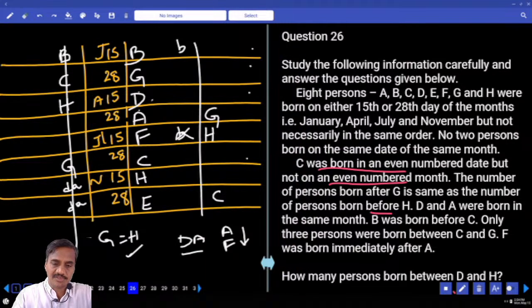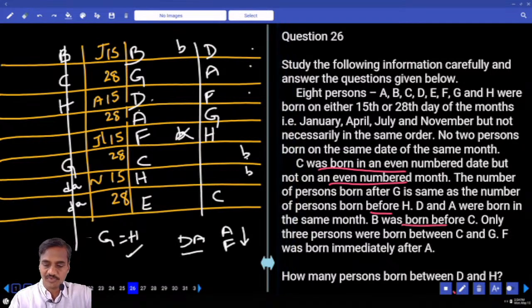D and A were born in the same month. July is not possible, April is not possible, this one. Hence D and A. And F is immediately after this one, F is here, A is here, D is. And then what about this B? B is before this C. Now B is before this C, B can be at any one.